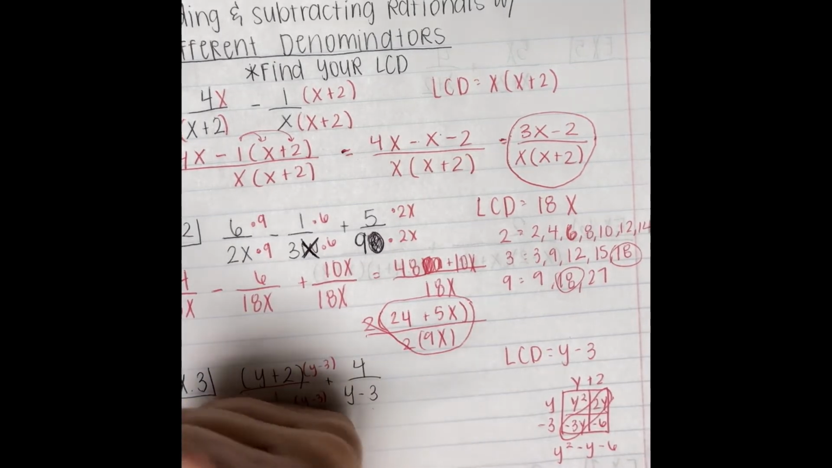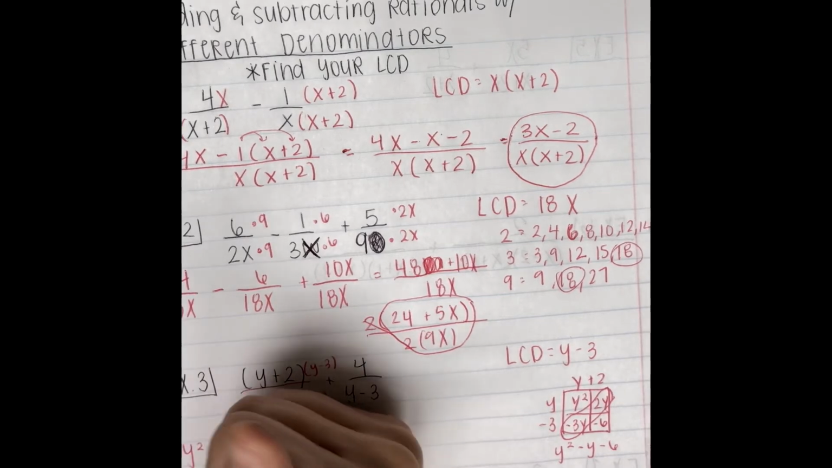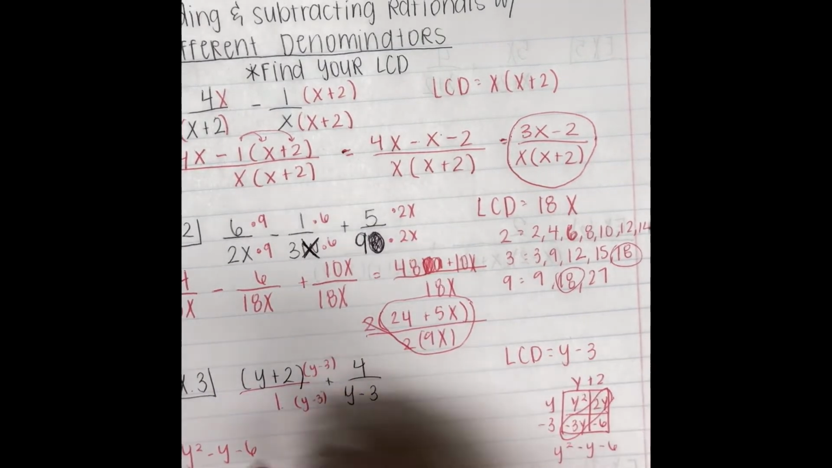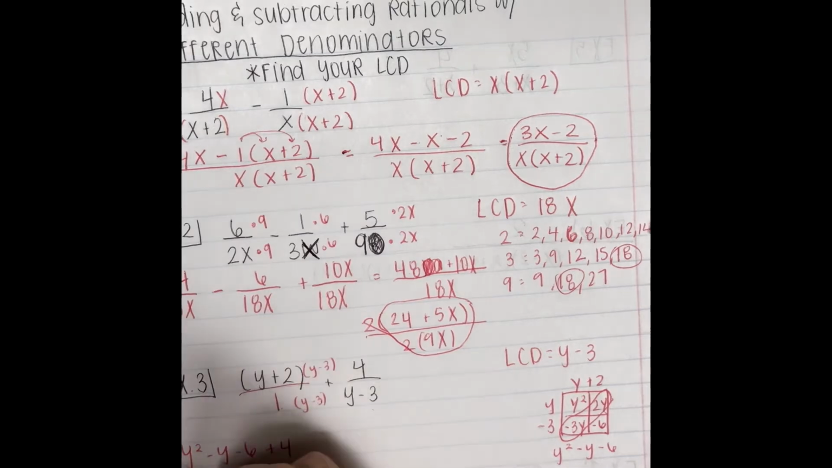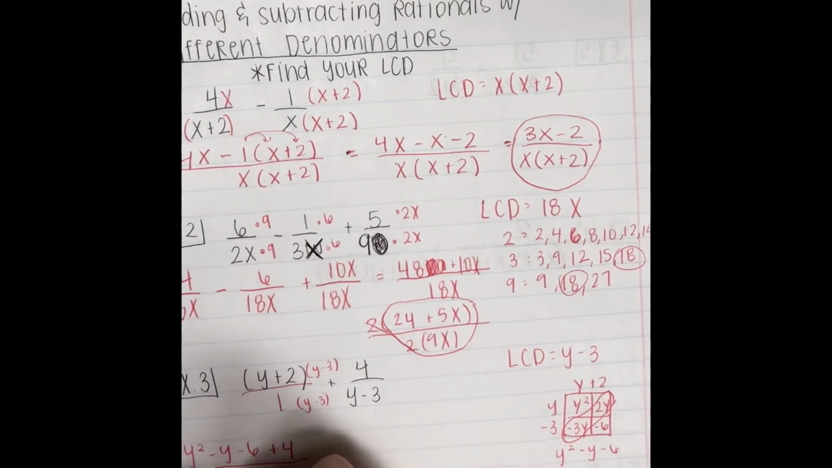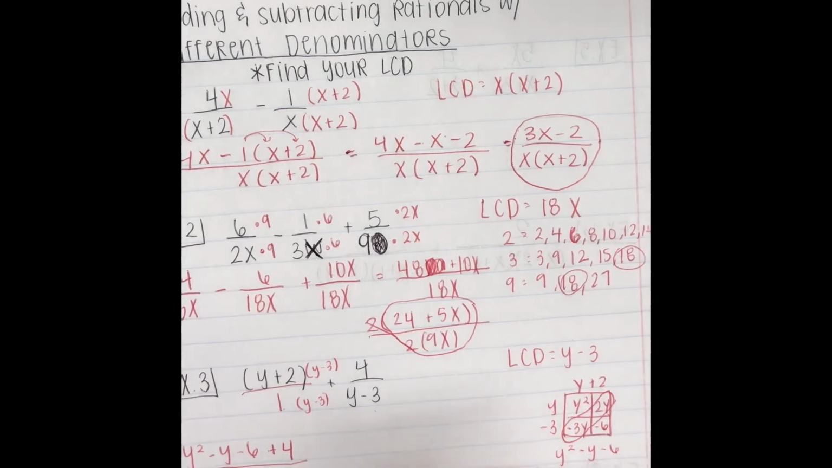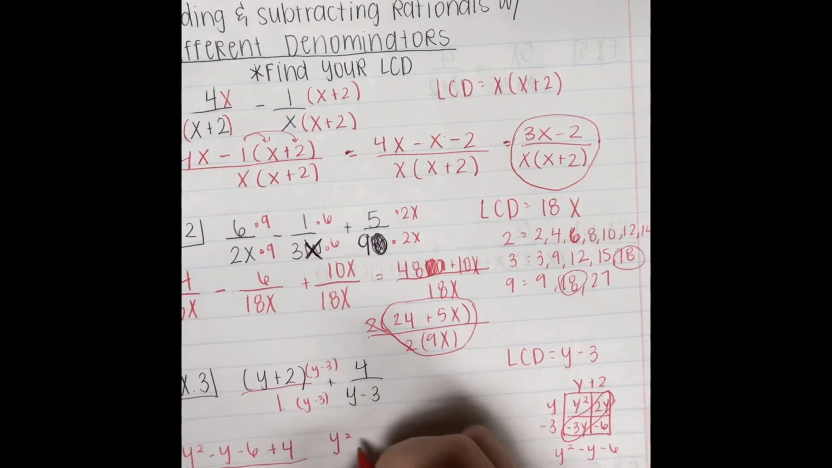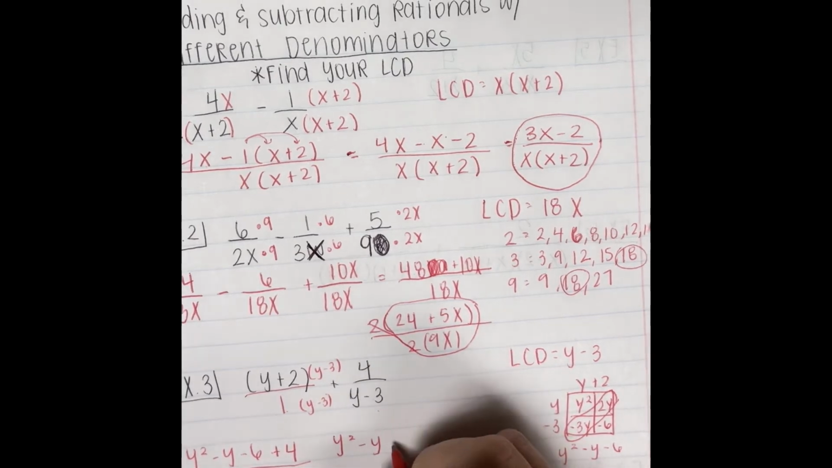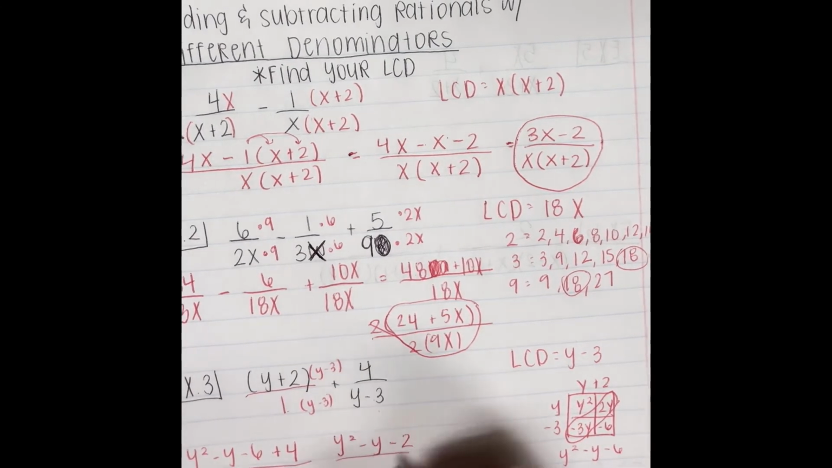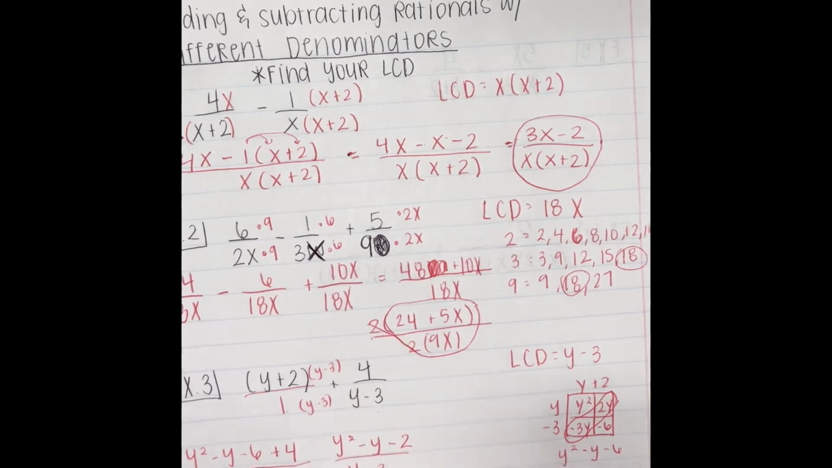So that's what we have up top. Y squared minus y minus 6. And then plus 4 over y minus 3. Okay, so then I can combine these to be y squared minus y minus 2 over y minus 3.